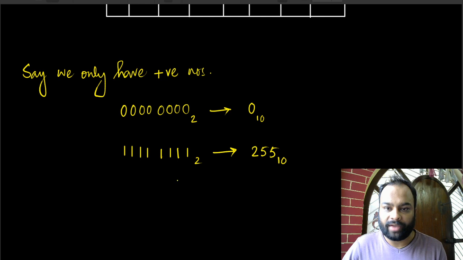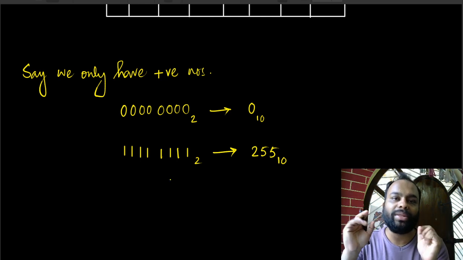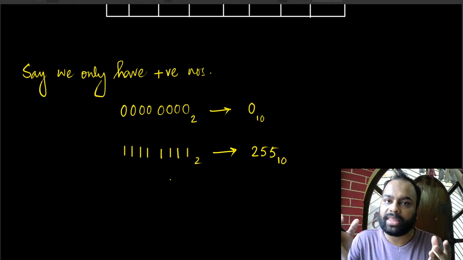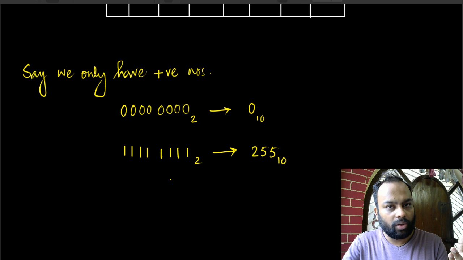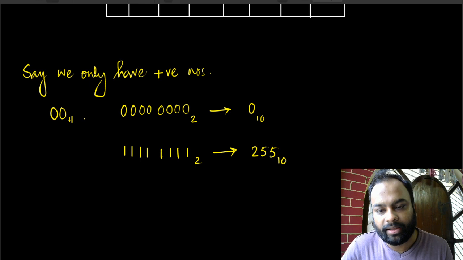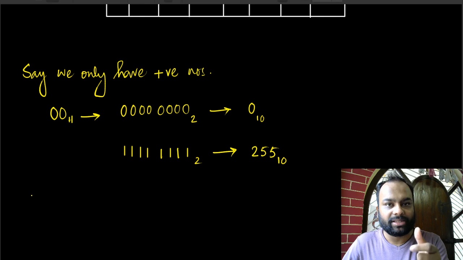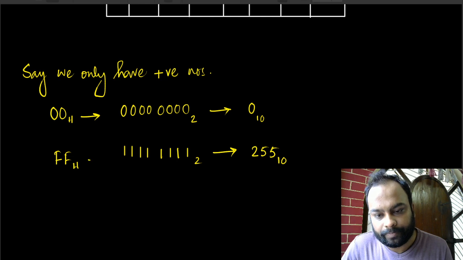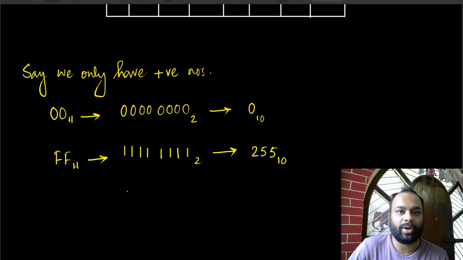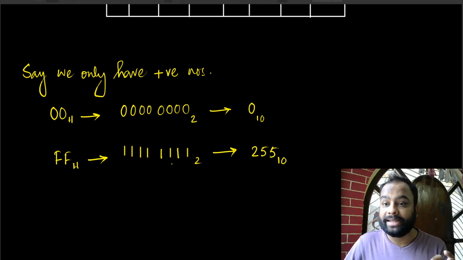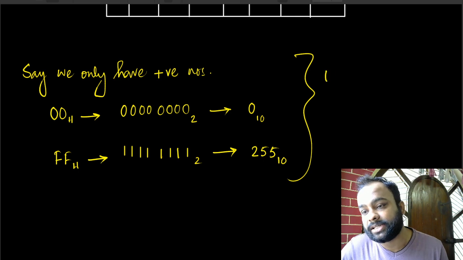If you only have to deal with 8-bit numbers, what is the minimum 8-bit number you can think of? That's all zeros, which is 00 in hexadecimal. And in binary, the largest number you can have in 8 bits is 1 1 1 1 1 1 1 1, which is FF in hexadecimal. So that's the smallest number and the largest number. But what if you are talking about signed integers? This is known as unsigned integers.